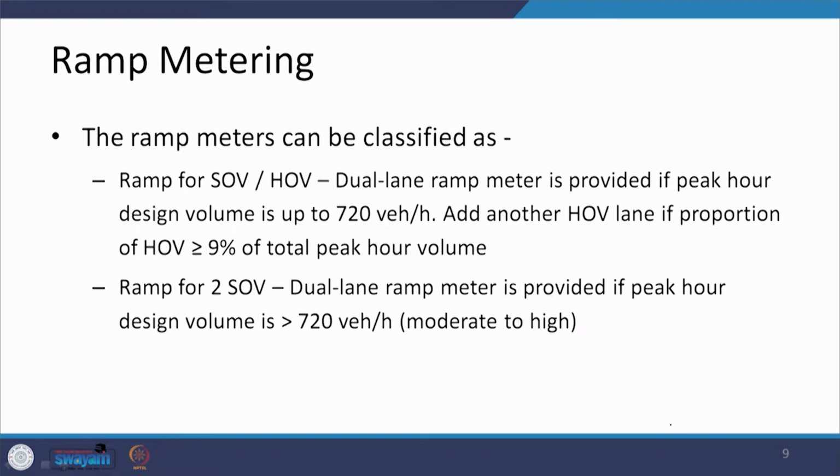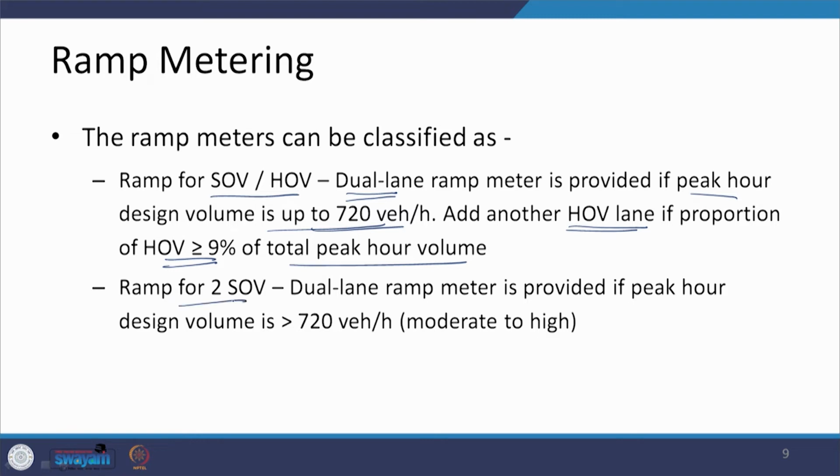Now, another case is that the peak hour design volume is up to 720 vehicles per hour, but if the HOV is equal to or more than 9% of the total peak hour volume, then an HOV lane has to be added, and that is where we are going to have a dual lane ramp meter, which is there for SOV and HOV.